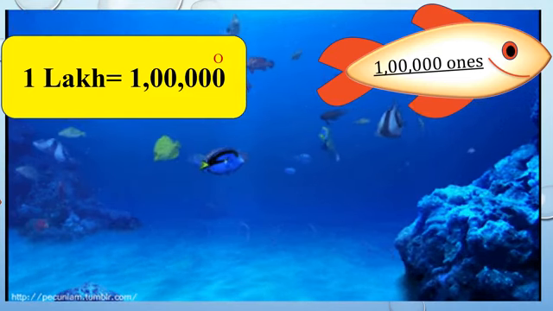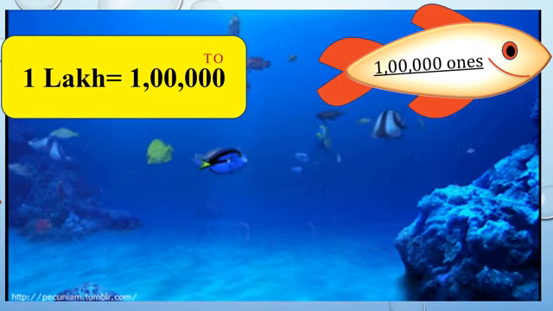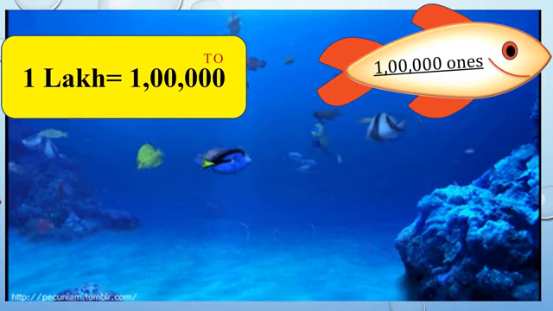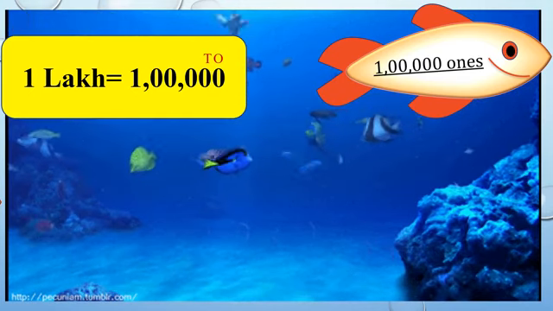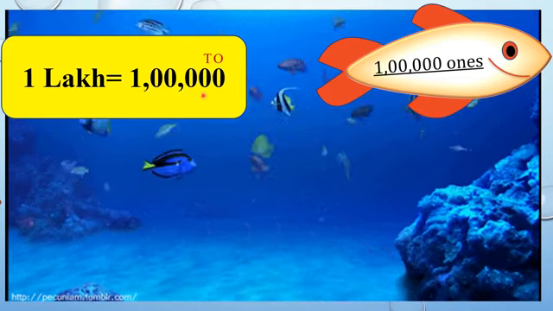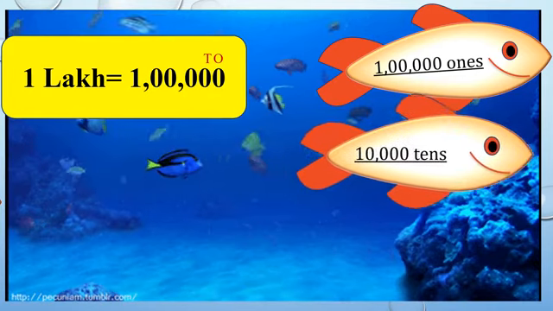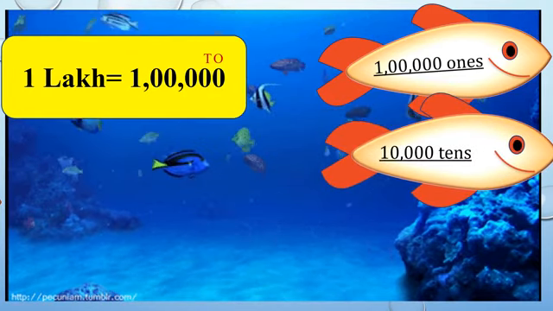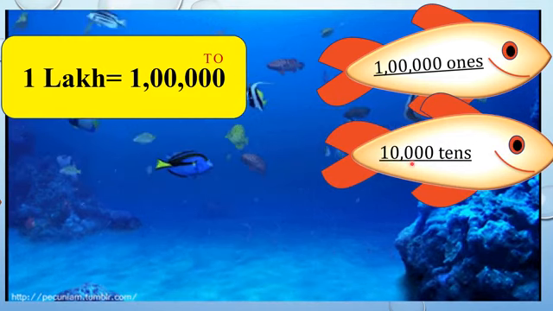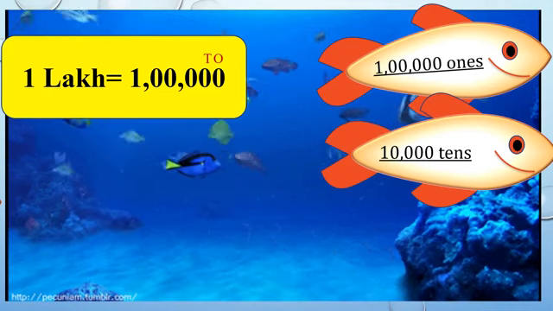Then come to the 10 rupees. In the same way, how many 10 rupee notes will give 1 lakh? That is the question. So how many zeros are there? We have to find out. So after 1, 1 2 3 4, 4 zeros are there. So this is the correct answer. See here, check with this. After 1, 1 2 3 4, 4 zeros are there. So 10,000 tens is the correct answer.